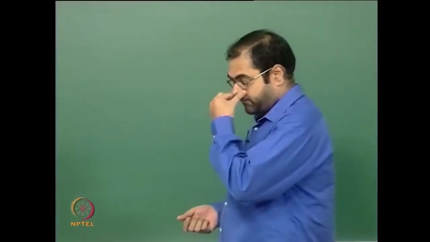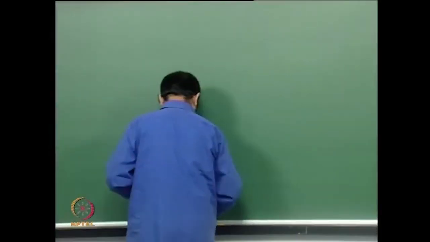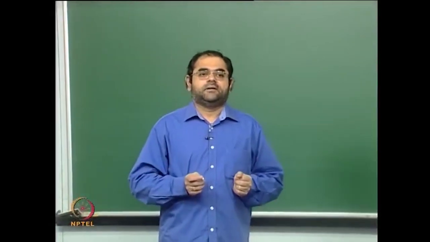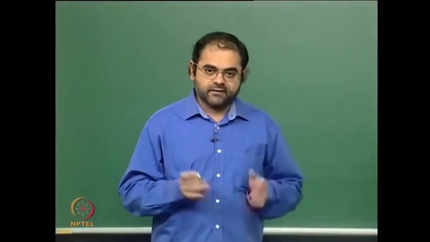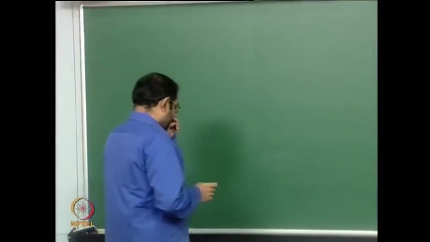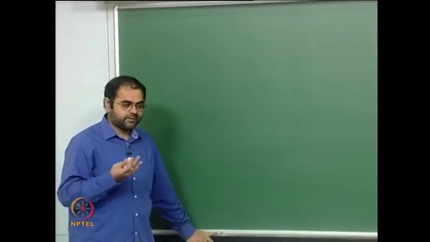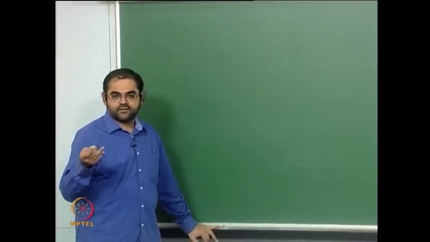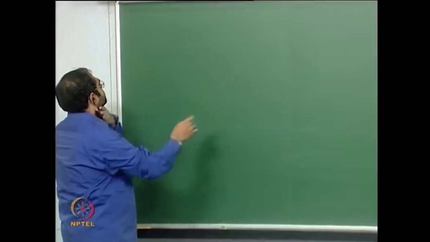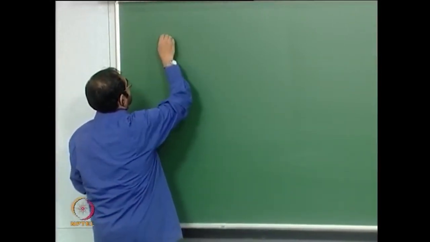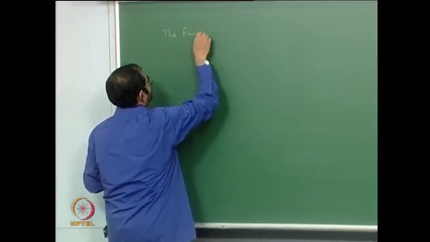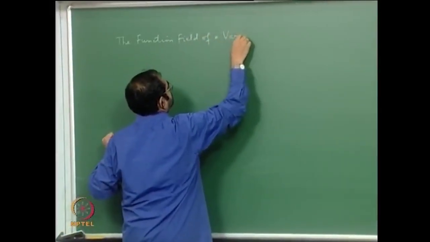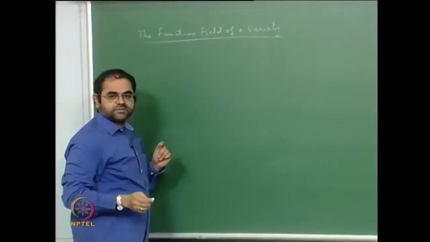So what we are going to talk about, in that direction, I want to introduce another important ring associated with the variety. In fact, this is not just a ring, it's a field, and it's called the function field of a variety. I want to introduce it in a very intrinsic way and then show how to compute it for affine and projective varieties. So let me put the title of the lecture as the function field of a variety.